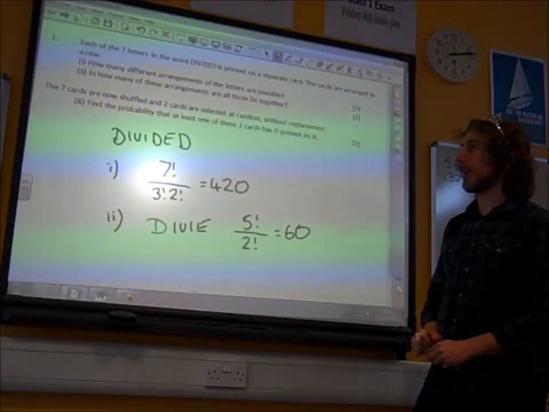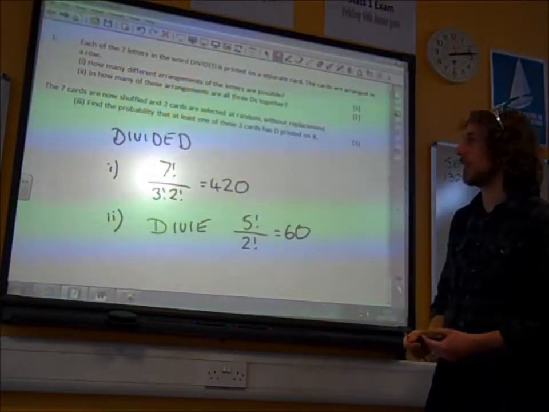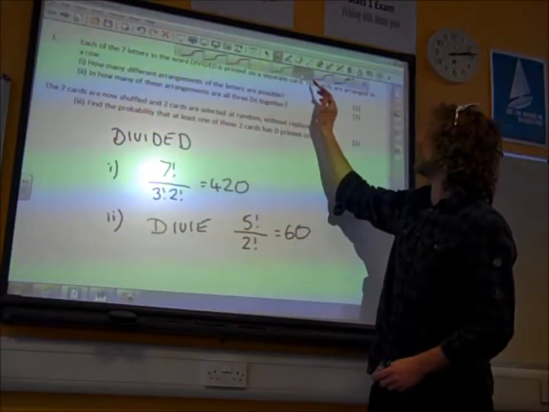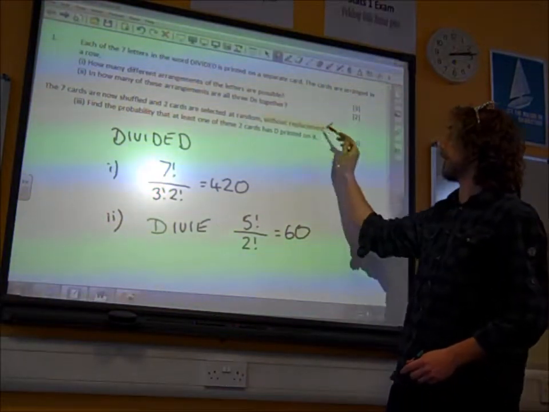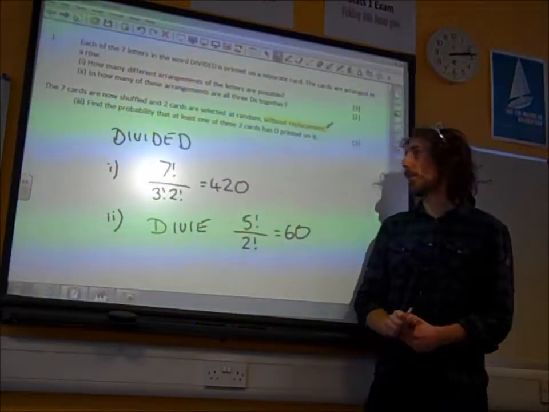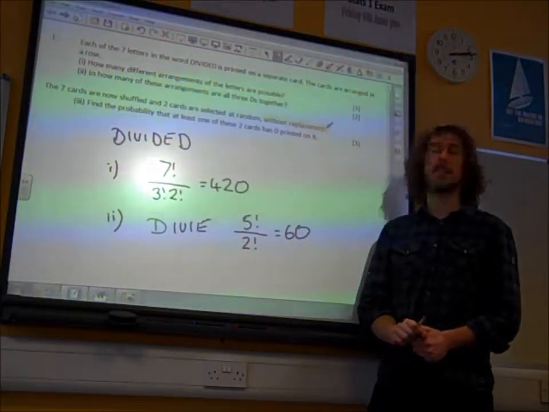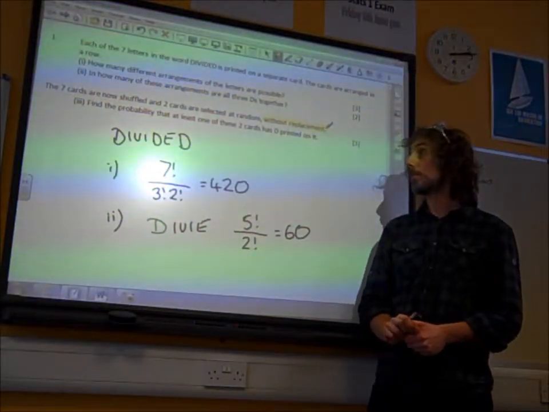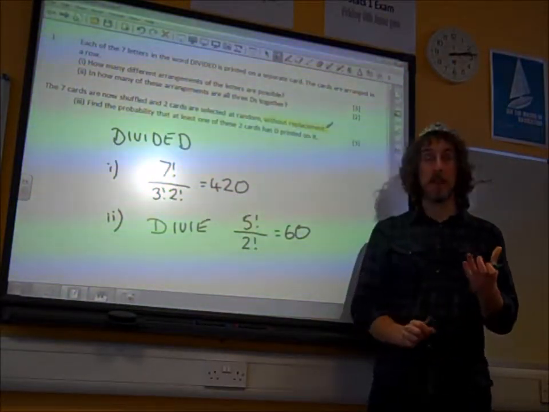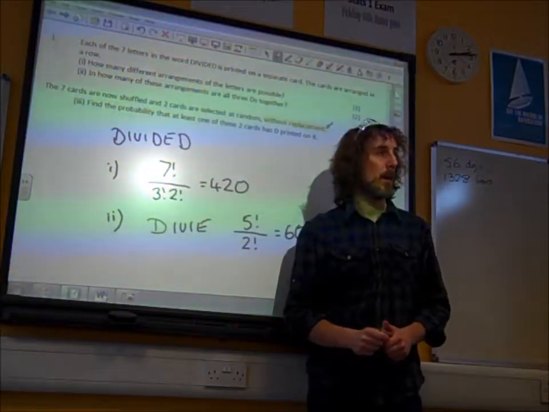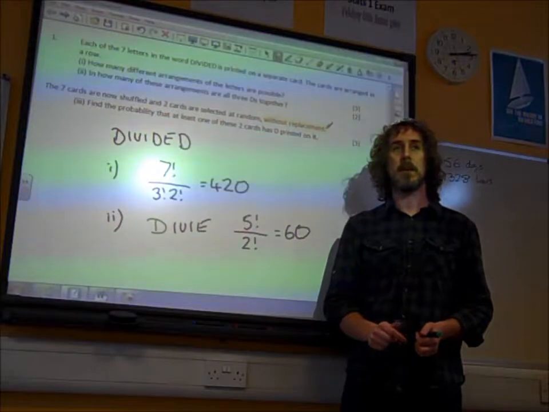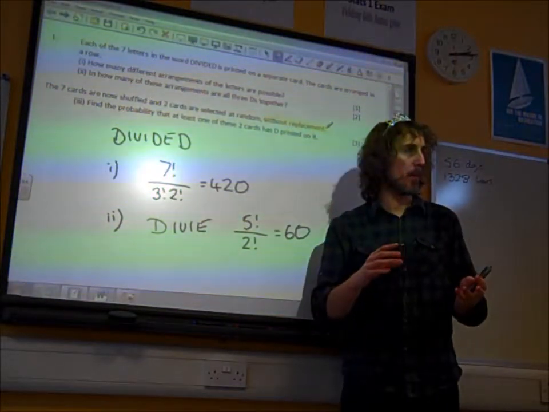The 7 cards are now shuffled and 2 cards are selected at random without replacement. Find the probability that at least one of these 2 cards has D printed on it. Remember, we need to remember when it says without replacement. Whenever you see a question in which a small number of things are happening, like 2 things, and it's saying at least one, it's often easier to think about the complement of that problem.